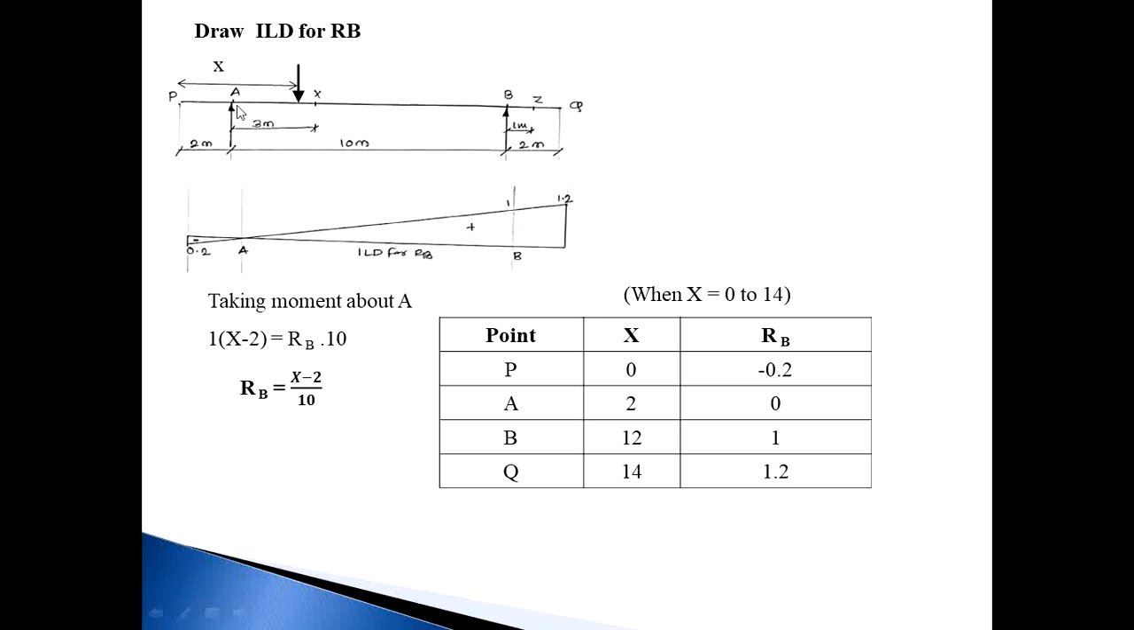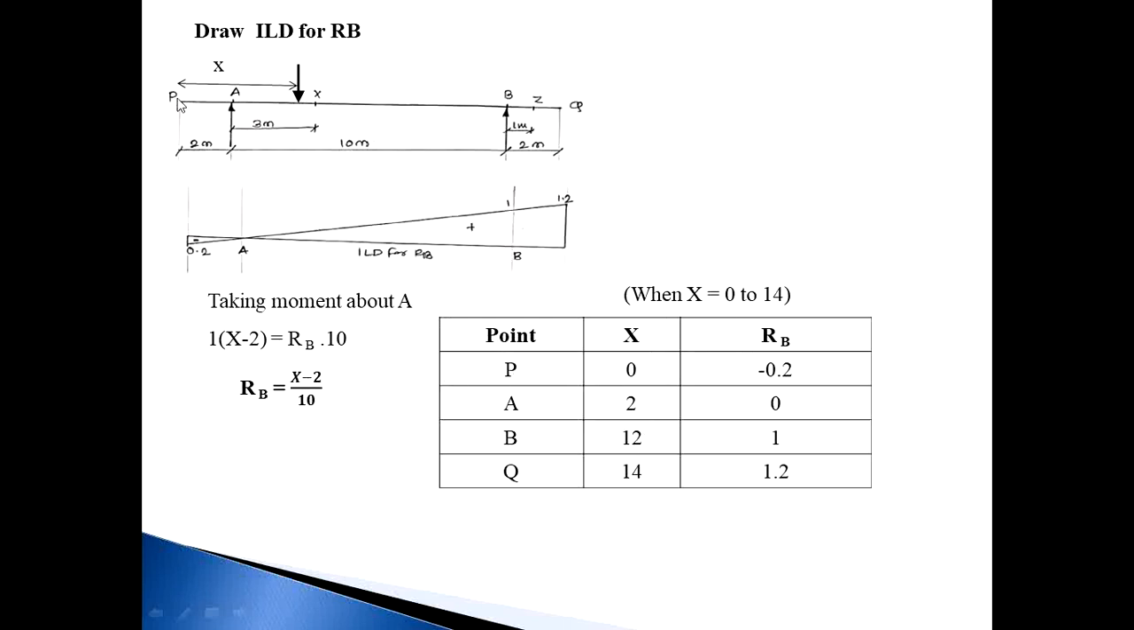The distance from point A is the total x, and I want the distance from A to this point load, so x minus 2. This is 1 into x minus 2, and RB is anti-clockwise, and the distance from A to B is 10. So RB into 10. Then RB is equal to (x minus 2) divided by 10.